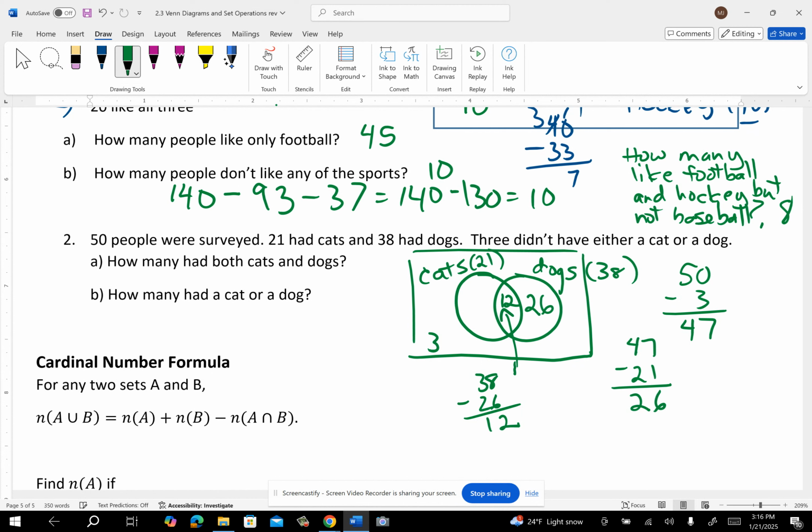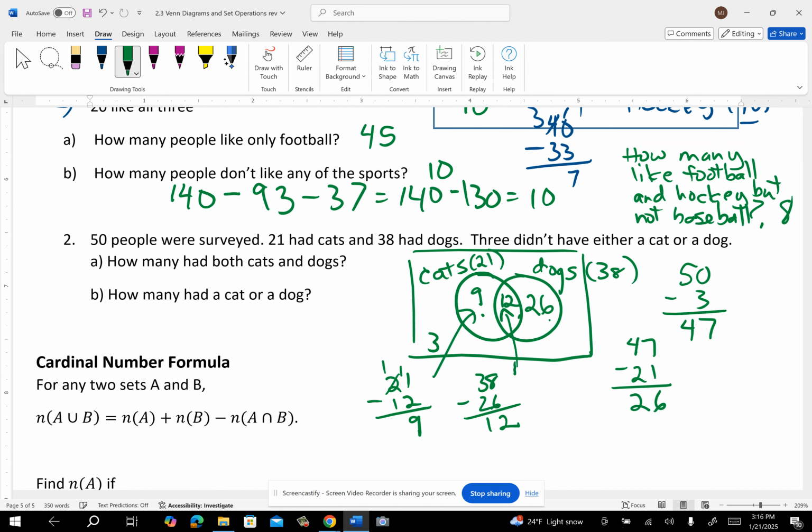And if that's 12, then I know this should be 21, take away 12. Okay, which would give me 9. And then notice the 9 and the 12 would be the total of 21 like I need. The 12 and the 26 gives me the 38 that I need. And if I add up the 9, the 12, the 26, that gives me 47 plus 3, that's the whole 50. Okay, so that's one way to think about it.